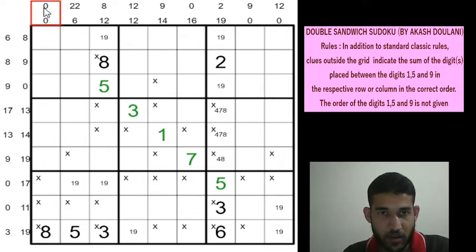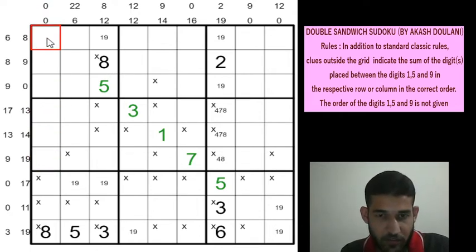So let's focus on column 1 a little bit. Since both the clues are 0, it means that 1, 5 and 9 must be consecutive in some order along that column. Now if you start using the 1, 5, 9 here, then these 3 digits will be 1, 5 and 9, but 5 is in that box already, so we cannot have a 1, 5 or 9 in this cell.